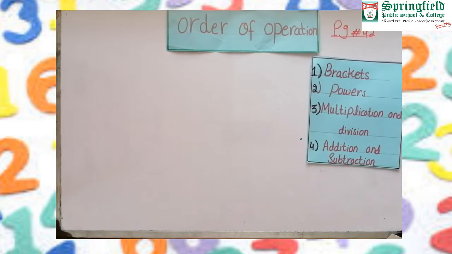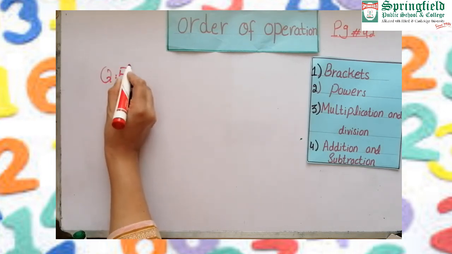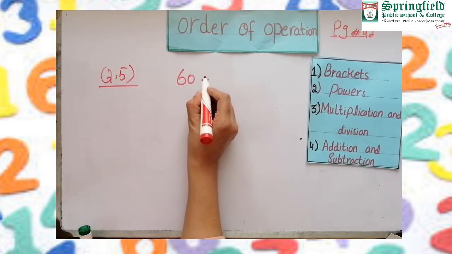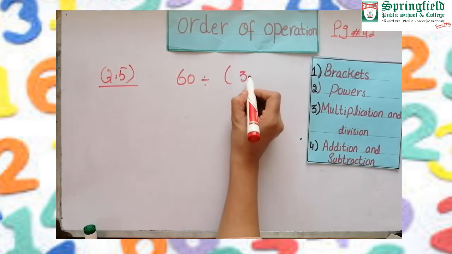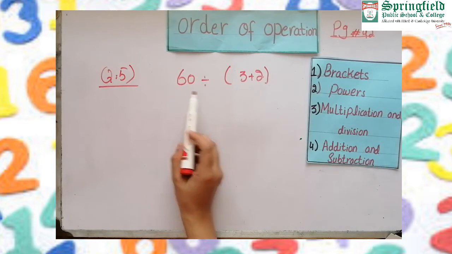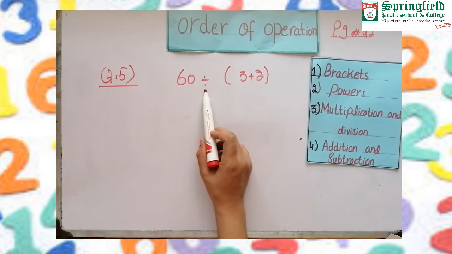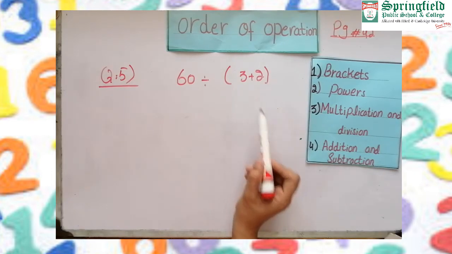Now let's see the next question, question 5. They are saying that 60 is a number and this number is divided by, in small brackets, 3 plus 2. So look at the expression. Addition and division operations are being done and small brackets are used.